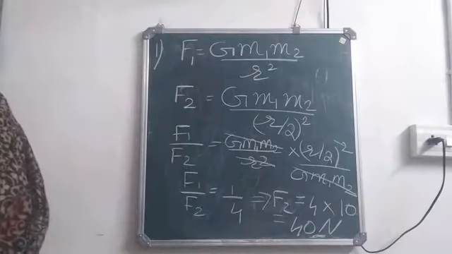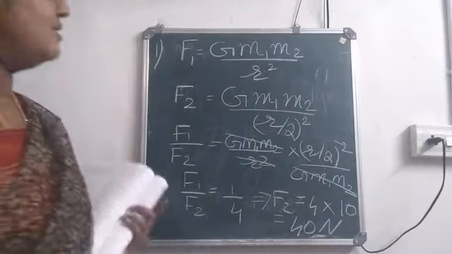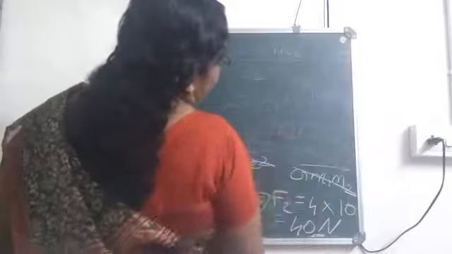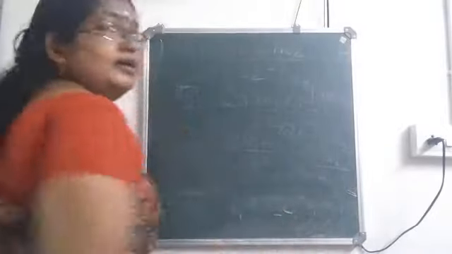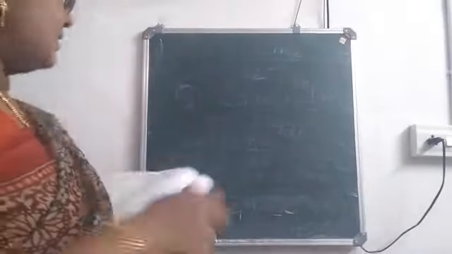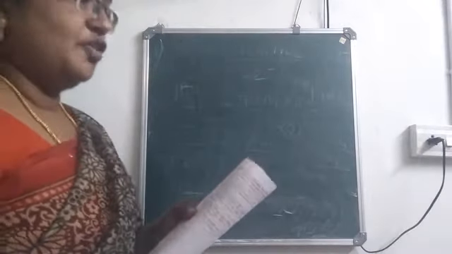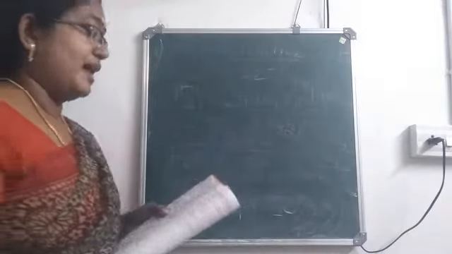Okay, now we will move to our next question. Question number 2. Now we will be moving to our question number 2. Write the approximate weight of a body of mass 5 kilogram.